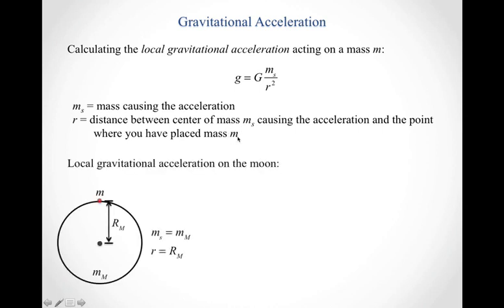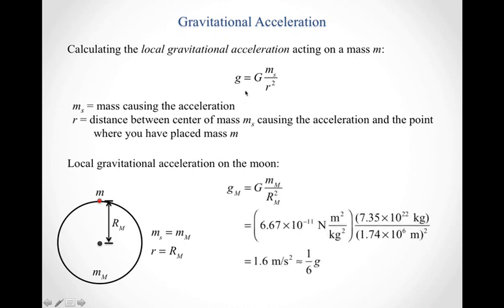As an example, let's say I wanted to calculate the local gravitational acceleration on the moon. The source mass here is clearly the mass of the moon. R, the distance between the center of mass of the moon and where I'm placing mass m, is just the average radius of the moon. So I plug those values into my expression, and I get that the local gravitational acceleration on the surface of the moon is 1.6 meters per second squared. It's approximately 1/6 of the gravitational acceleration that we see here on Earth.